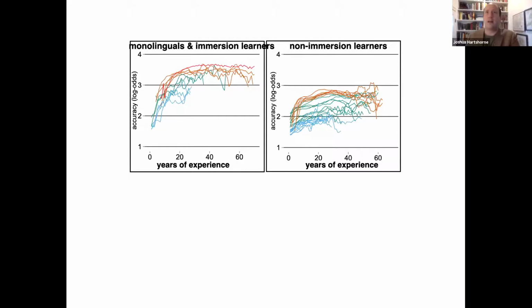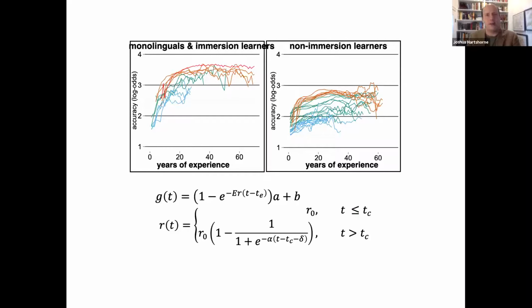Here I have graphs of people starting to learn at different ages. Each of those lines is a different onset age, with years of experience. We have monolinguals and immersion learners on the left. On the right, we have non-immersion learners. These are people who basically learn the language only in school, as opposed to through immigration. We tried to model how these various variables relate to each other, and I'm not going to go through the details of the math. You can look at the paper.